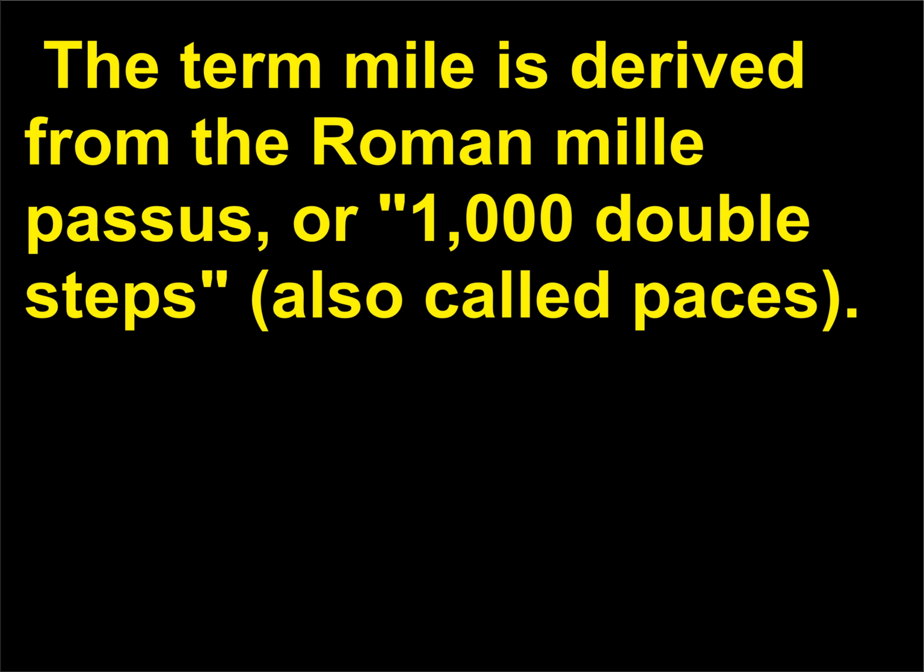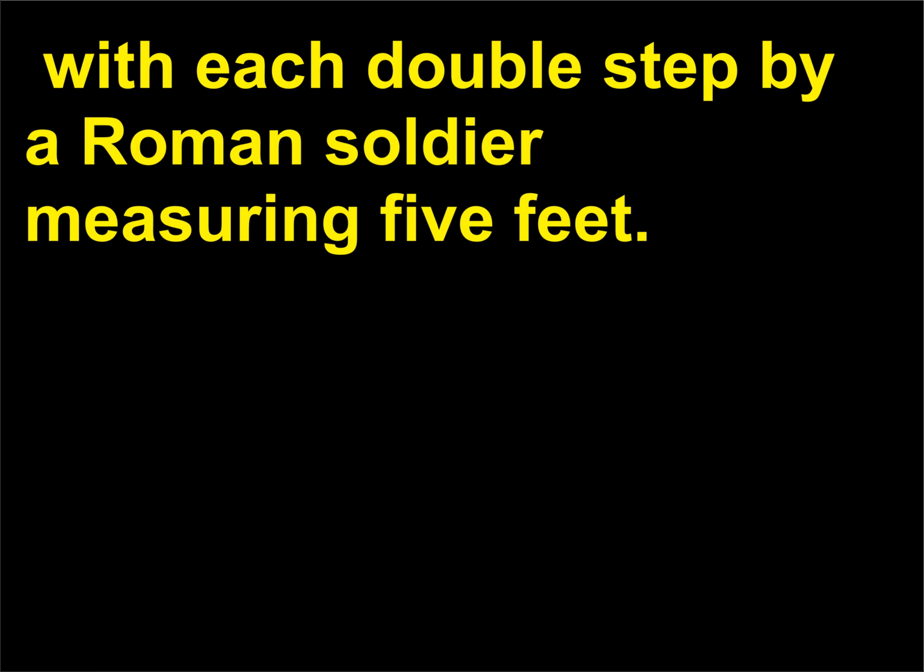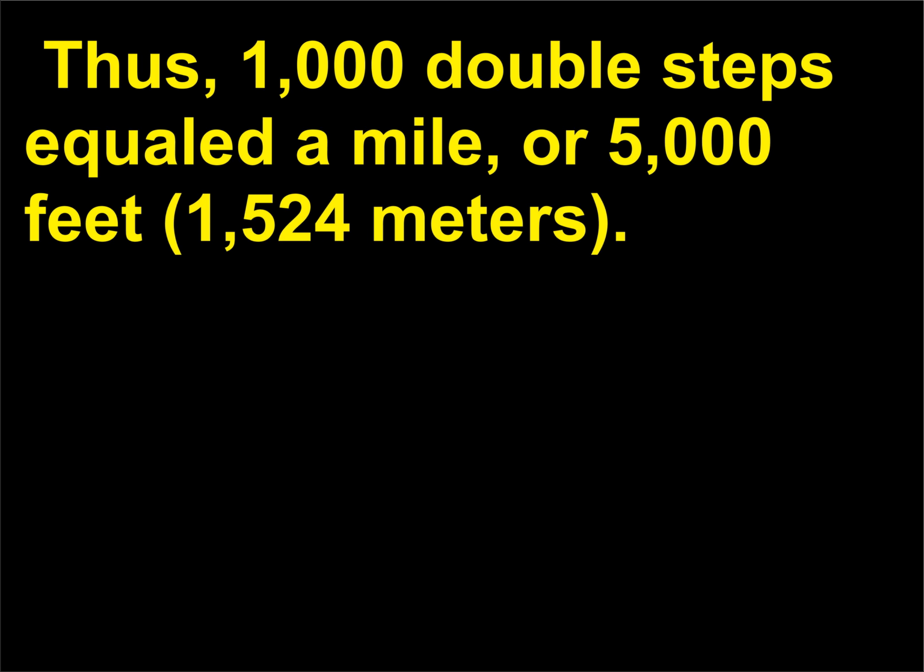The term mile is derived from the Roman mil passus, or 1,000 double steps, also called paces. The mile was determined by measuring 1,000 double steps, with each double step by a Roman soldier measuring 5 feet. Thus, 1,000 double steps equaled a mile, or 5,000 feet, 1,524 meters.